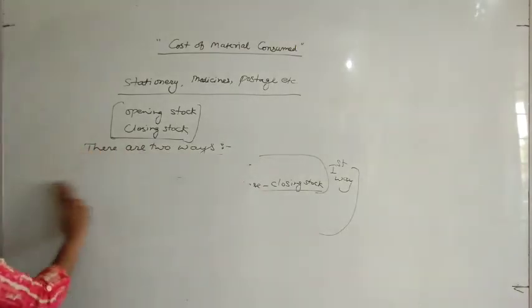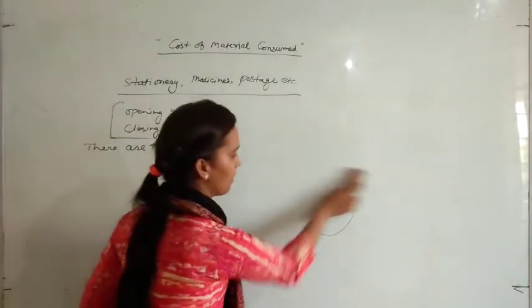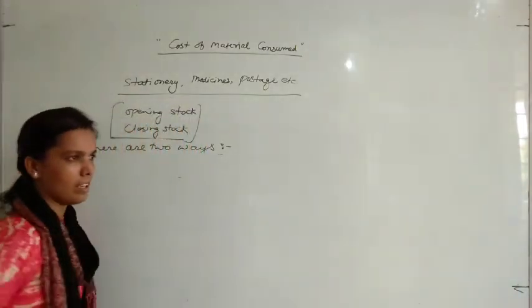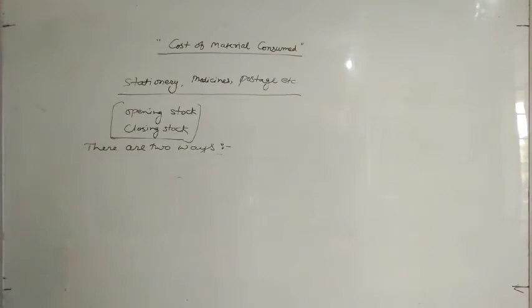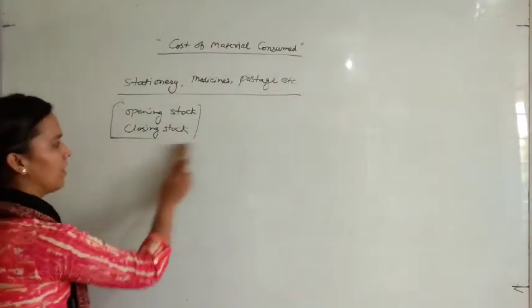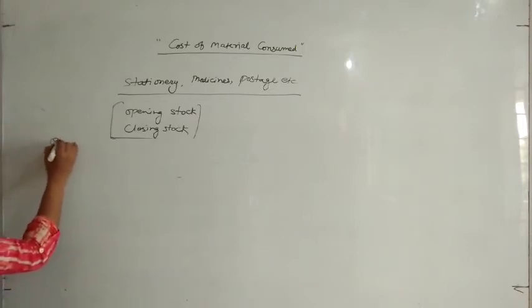As you know, creditors are our liability, so the creditors balance will start from the credit side, and stock is our asset, so the stock balance will start from the debit side. I am taking question number 21 from your book.